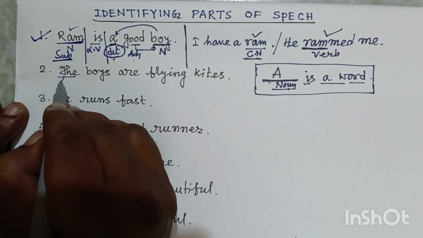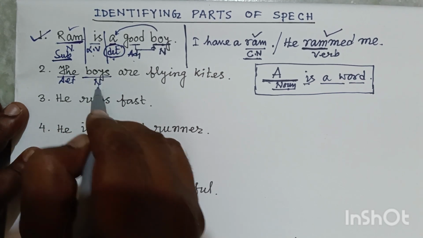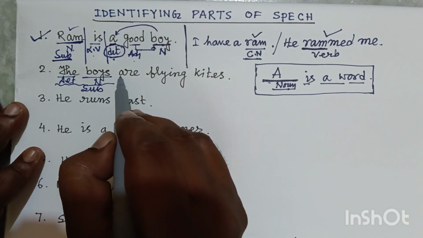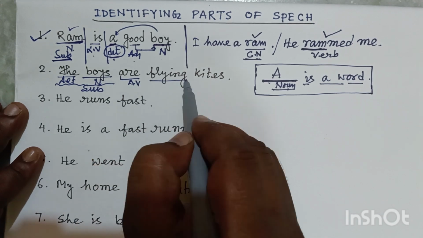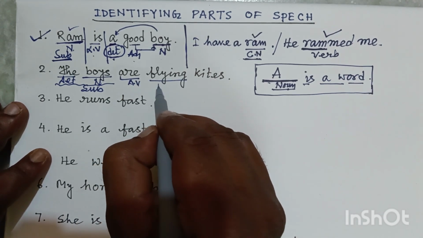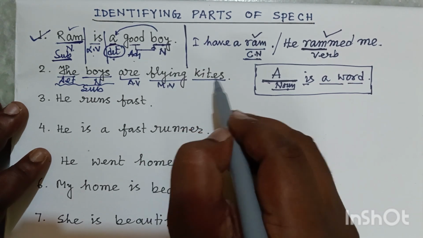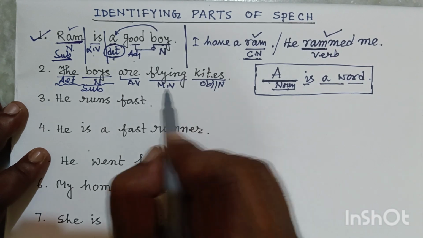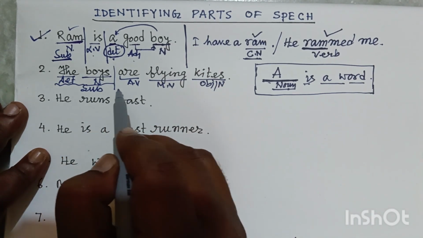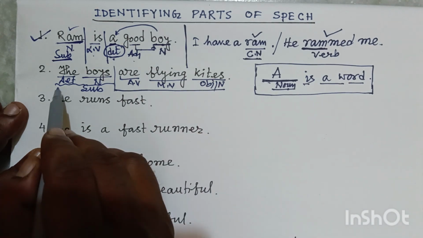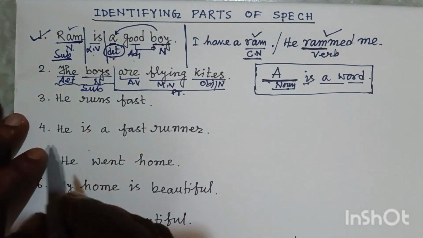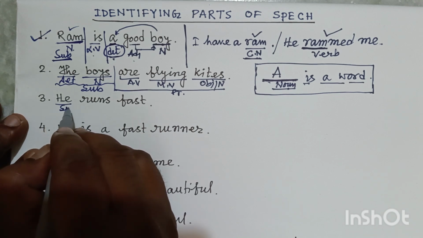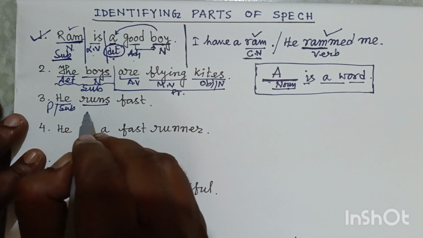Here, look at this. The is the determiner, boys is a noun, and this noun phrase is the subject of this sentence. Are, that is an auxiliary verb. Flying, that is the main verb. Kites, that is the object of this flying. It is a noun. Friends, are flying kites, this is the predicate and this part is the subject. Here you can see he is the subject. It is a pronoun used as subject in the sentence. Runs, that is a verb.